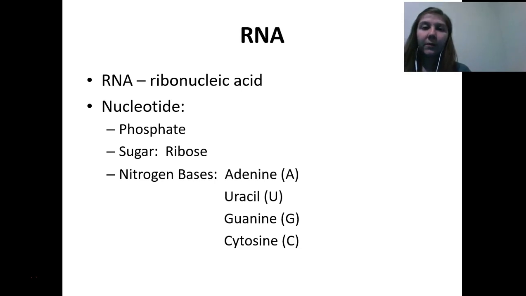So the sugar in RNA is ribose, whereas in DNA it's deoxyribose, which is where the D comes from. For nitrogen bases, 3 of them are the same, but instead of T, thymine, we have U, uracil, so that gets replaced.